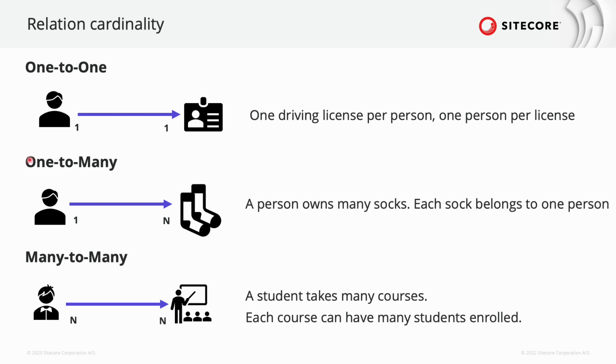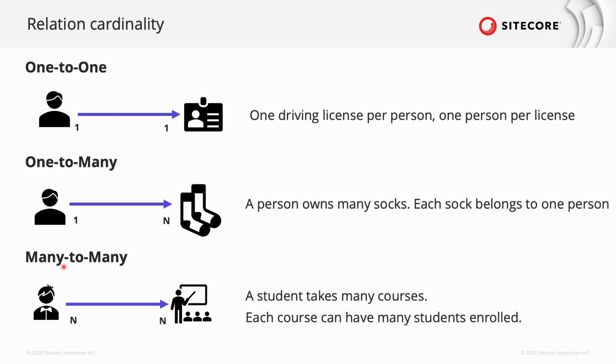In a one-to-many relationship, each instance of one entity can be associated with multiple instances of another entity. But each instance in the second entity is associated with only one instance of the first entity. So, for example, a person entity may have a one-to-many relationship with a pair of socks, where a person can have multiple socks, but each sock hopefully has only one owner. So this would be a one-to-many relation.